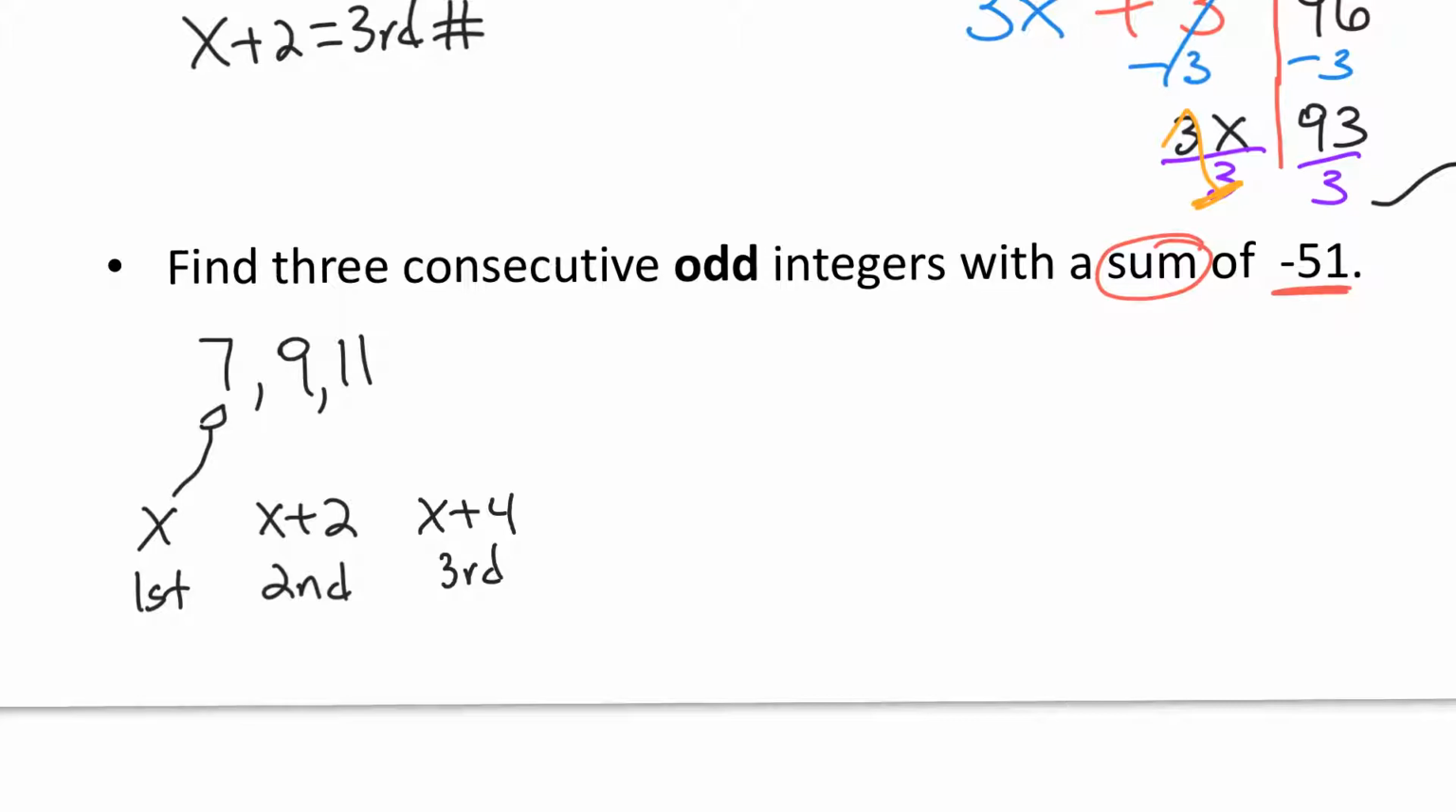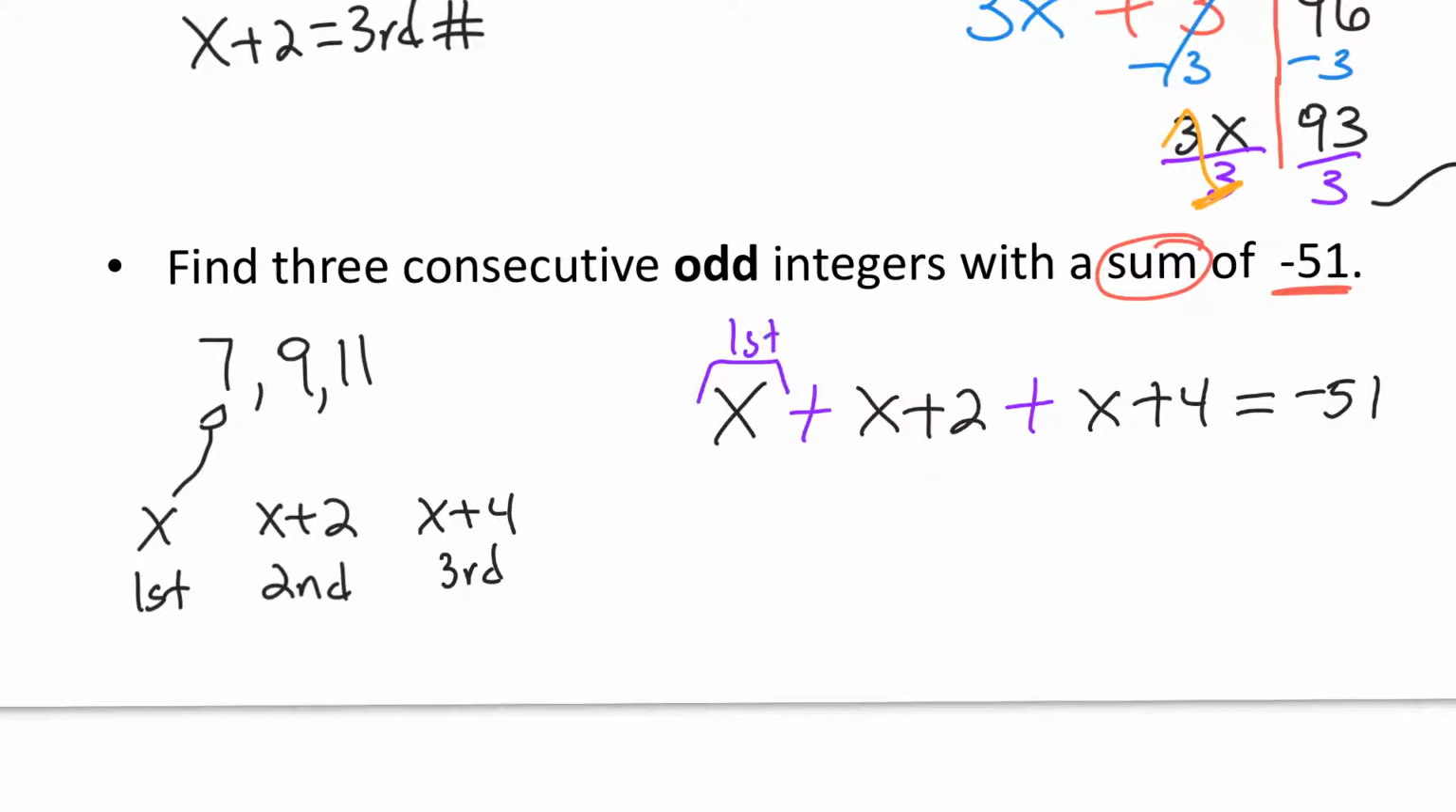Now the sum has to equal negative 51. So let's go ahead and write the equation. We have x, the first one, plus x plus 2 for the second number, plus x plus 4 for the third number equals negative 51. And just to help you out, this one is my first integer, this one is going to be my second, and this one is going to be my third. So I'm going to combine like terms. I have 1x plus 1x plus 1x. That's going to be 3x.